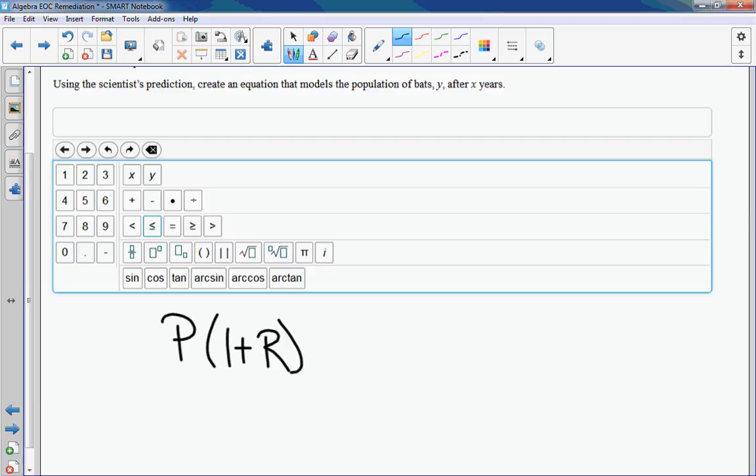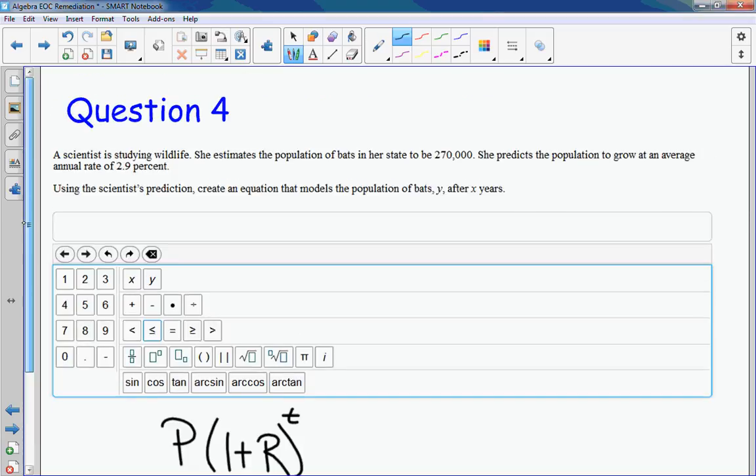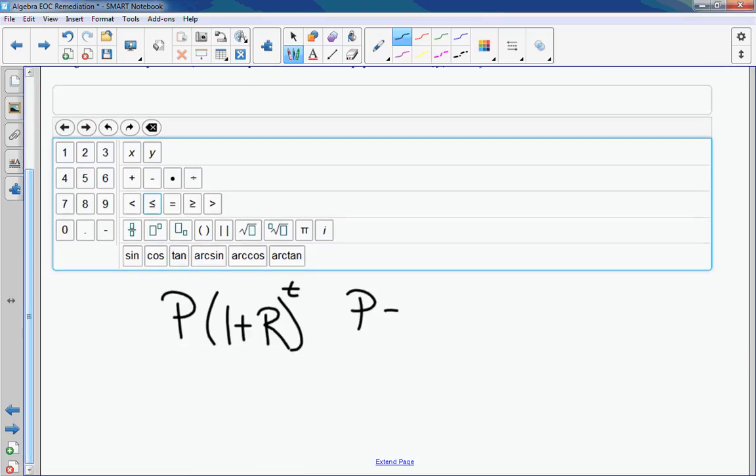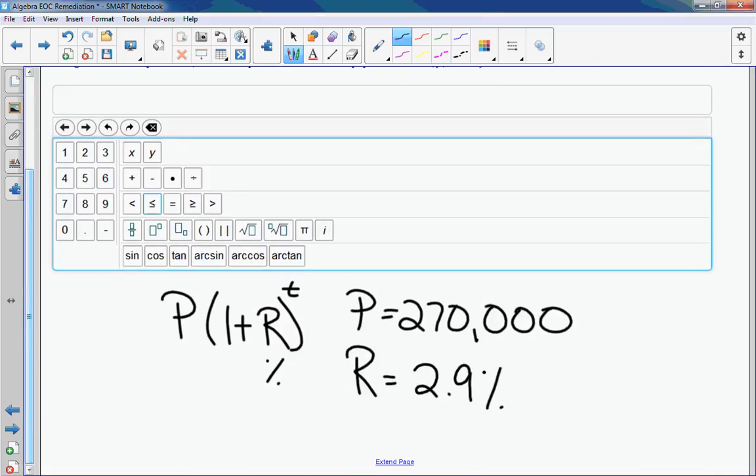Okay, so how many bats am I starting with? 270,000. So my P is going to be 270,000. My r is my percent, always, and that was 2.9%. I just have to write the equation. I don't actually have to find the answer. So I'm going to plug in P and r and simplify.